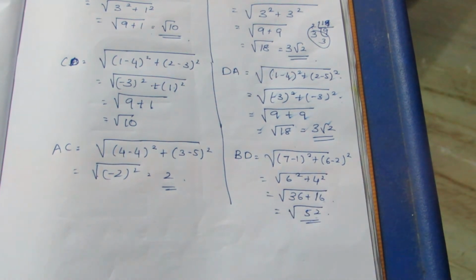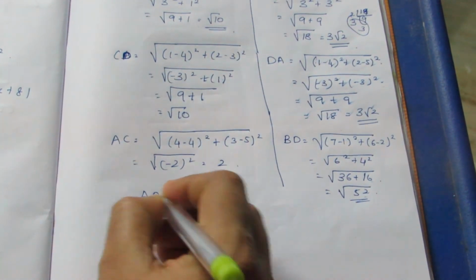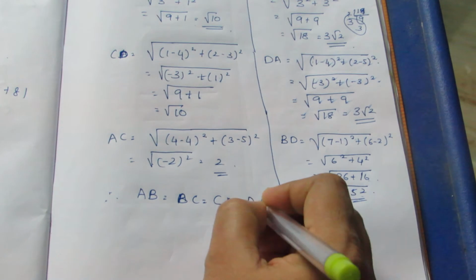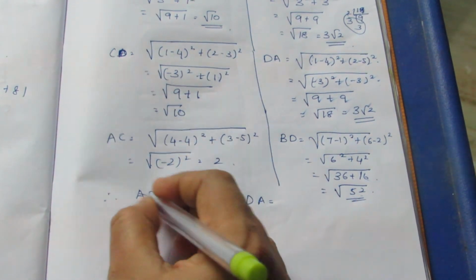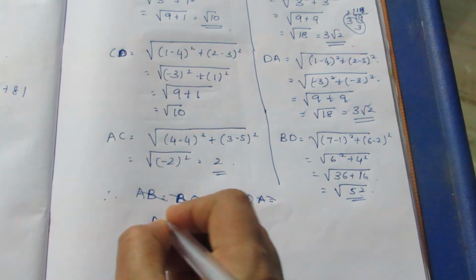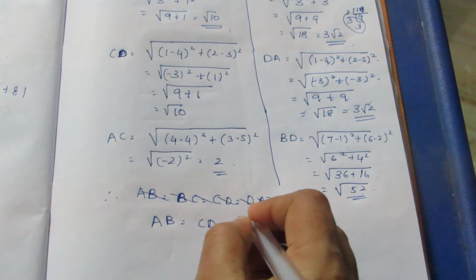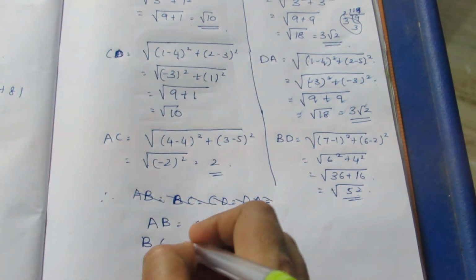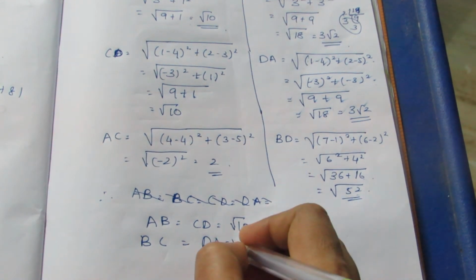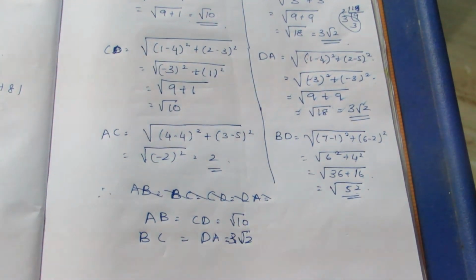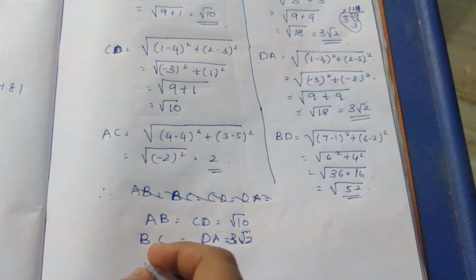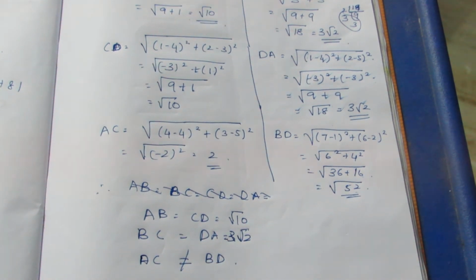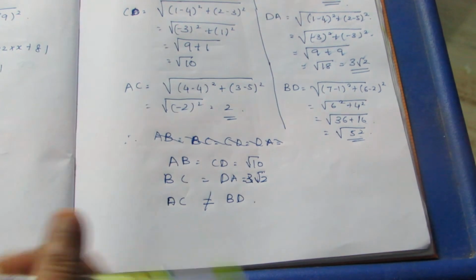So leave it off. We know that AB equals CD equals root 10, so these two opposite sides are equal. Now BC equals DA equals 3 root 2. But the diagonals AC and BD are not equal. So we know that opposite sides are equal and the diagonals are not equal.